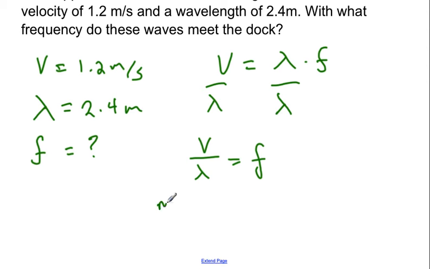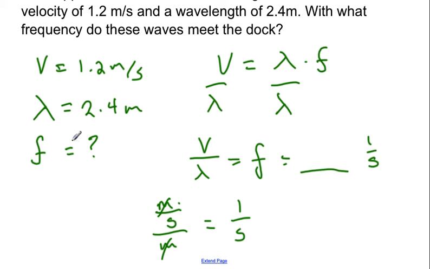Well, let's take a meter per second and divide by wavelength in meters. So a meter divided by a meter, that goes away. Now we have 1 over S. That's the unit you need. You need to have some number with 1 over S as the unit. So take 1.2 divided by 2.4, and frequency is in 1 over S. That's the unit. Alright, we're done with that one.